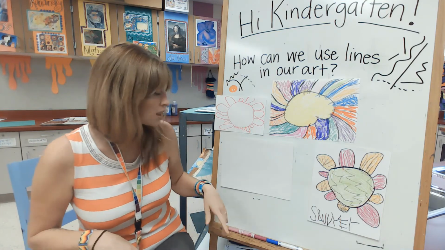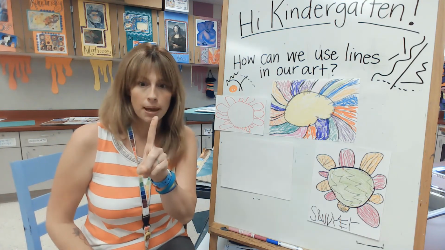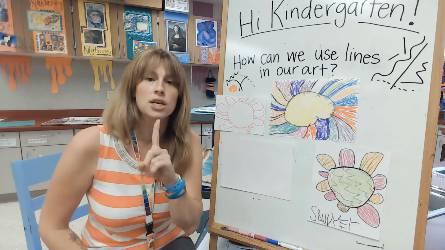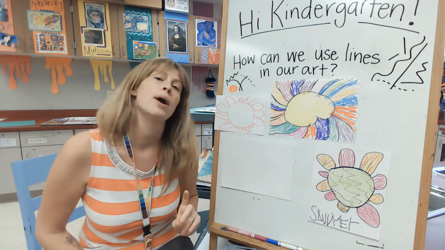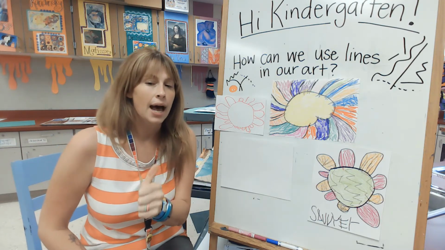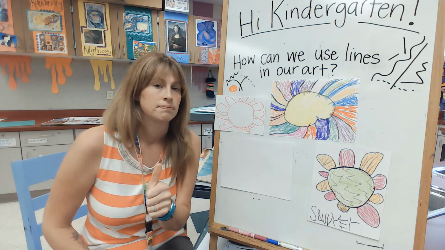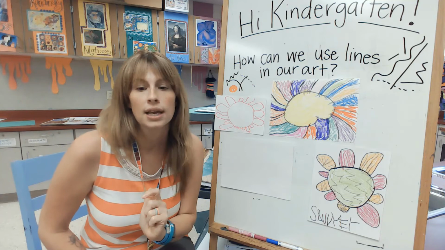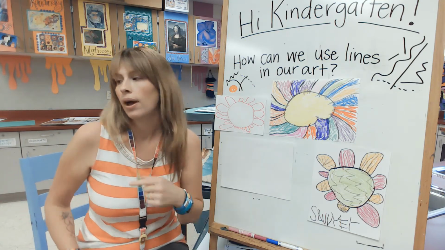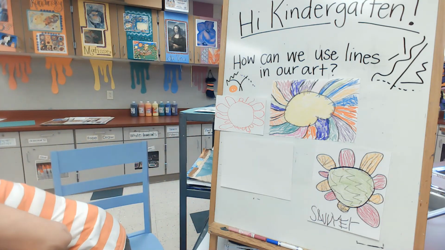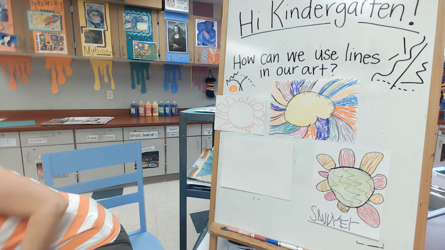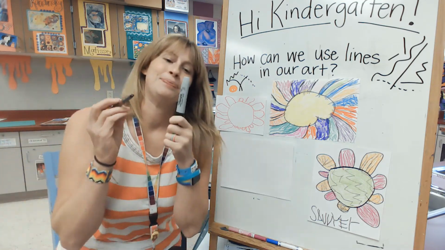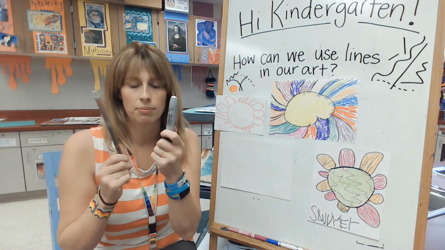So the first thing I want you to do is get a piece of paper. It can be the back of a worksheet. It can be a plain piece of paper, whatever you have. And then I want you to get a black crayon if you have one. If you don't have one, see if you have a black marker. If you don't have one of those, then get any color that you do have. Okay, let me grab one. Okay, so I have a black marker and I have a black crayon.